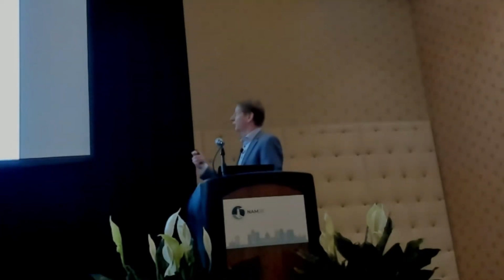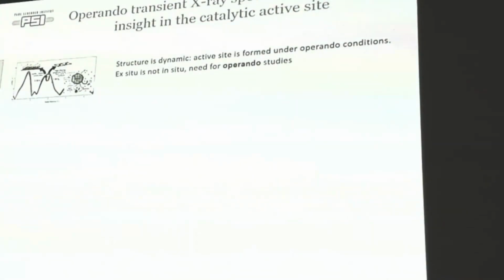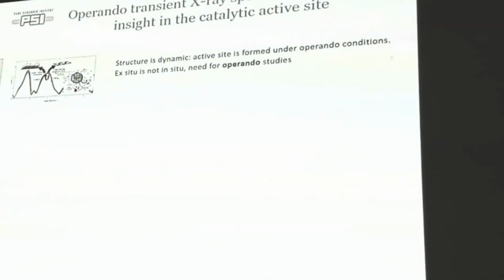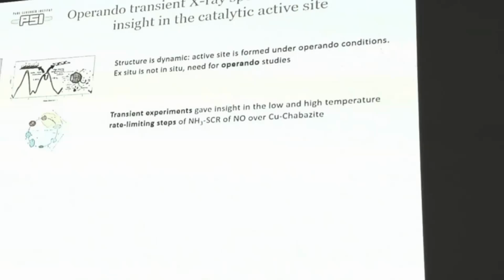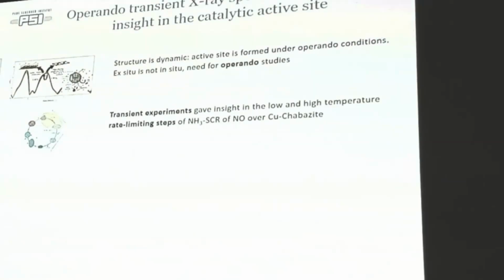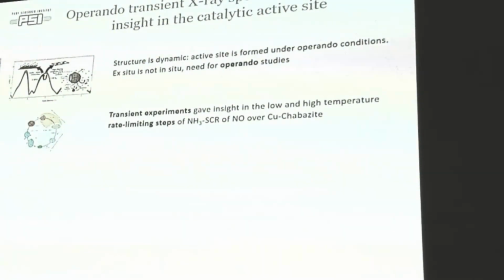So the first example dealt with a perovskite catalyst for the oxygen evolution reaction, where we showed that the structure is very dynamic, and so our active sites are actually formed under operando conditions. So this example shows the need to really do operando studies. The second example, where we looked at the ammonia-assisted SCR reaction of nitrogen oxides over copper zeolite, showed that the transient experiments really help to get insights into the low temperature reduction step. The follow-up studies also showed the high temperature oxidation steps.